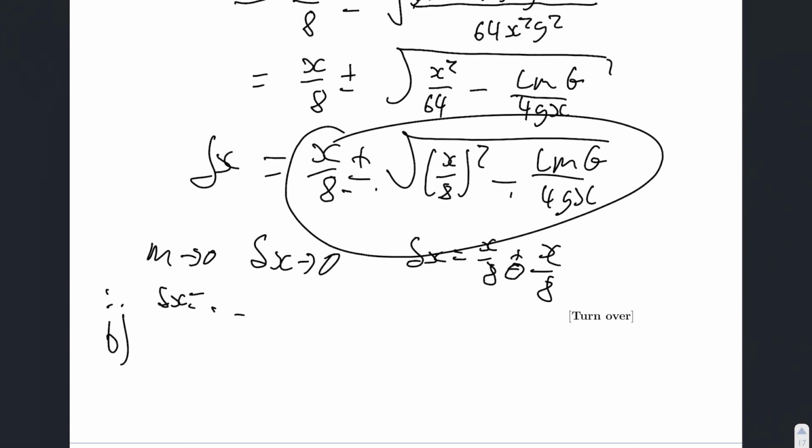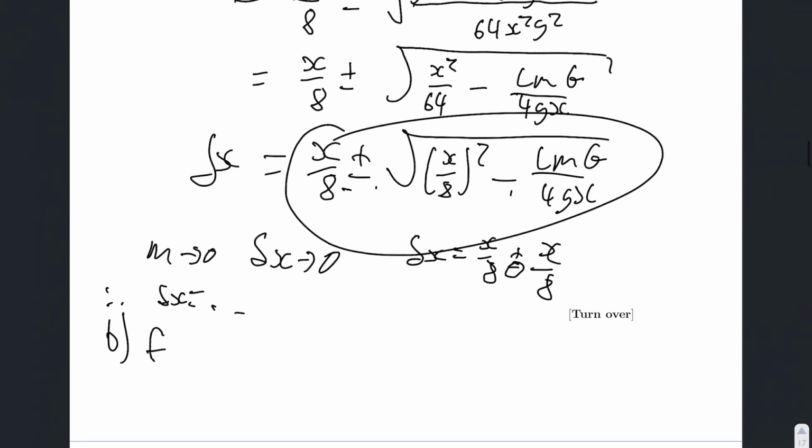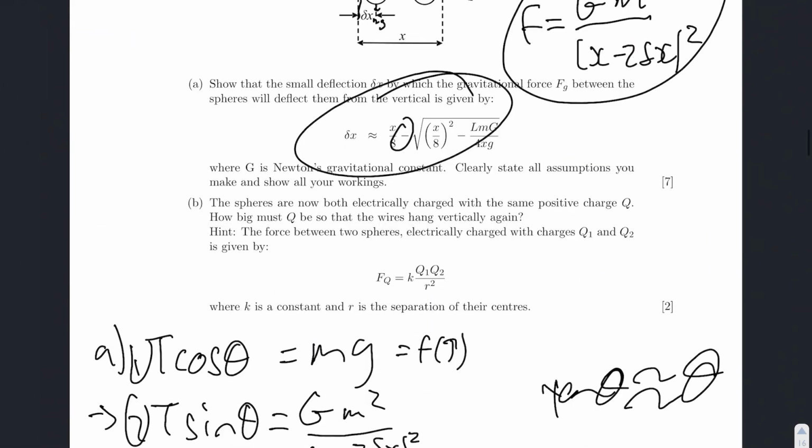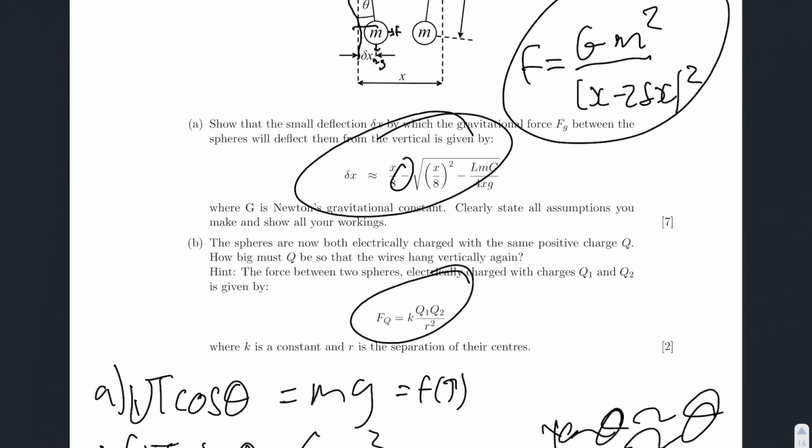Okay, so we say, therefore, delta x equals this with the negative. Okay, so part B. This says, spheres are now both electrically charged with the same positive charge Q. How big must Q be so that the wires will hang vertically again? Hence, the force between the two spheres electrically charged is given by FQ equals K, Q1, Q2 over R squared. Okay, so this is just like what they said here.